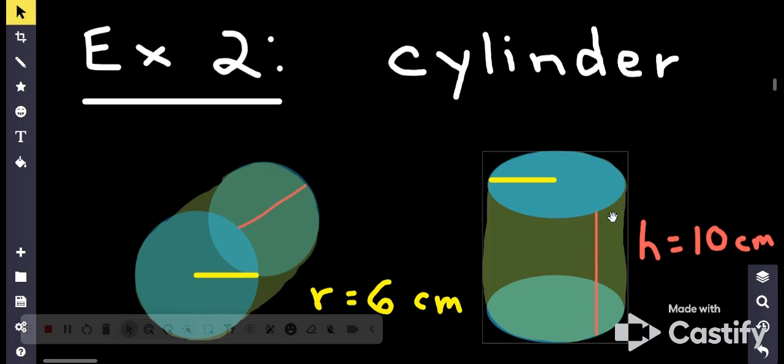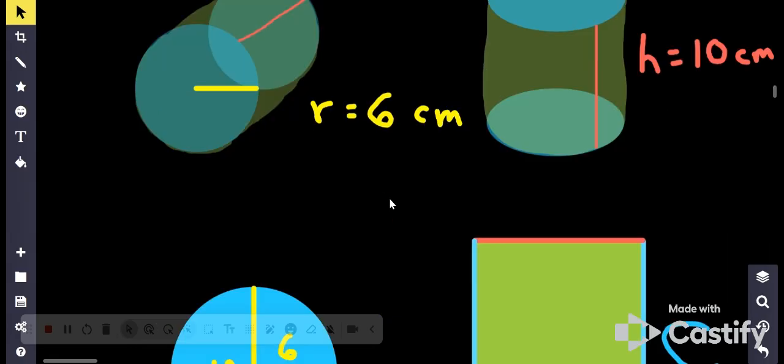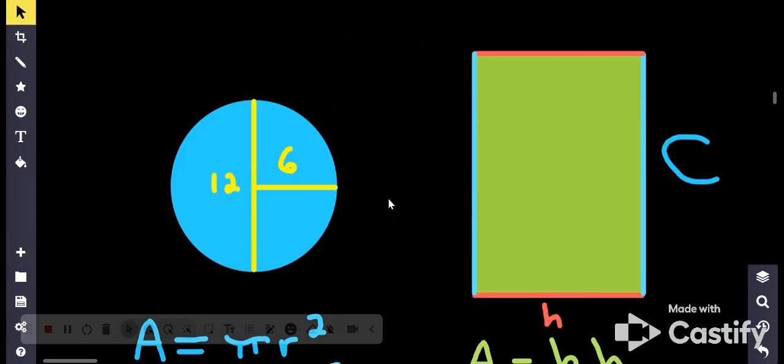We're given a height of 10 for this cylinder. We're told the radius is 6, and that doesn't seem like a lot of information, but we've learned in the past that when dealing with circles, even by just being given the radius, you can find out a lot about a circle. So we know that if the radius is 6, that means the diameter is 12.